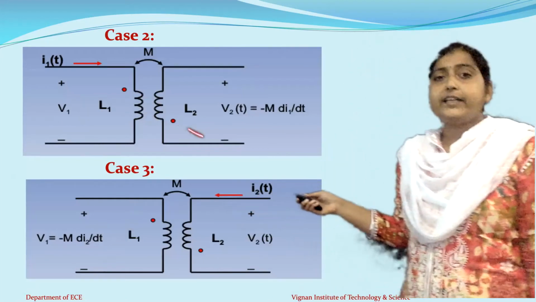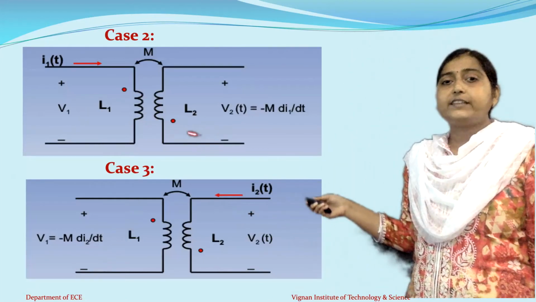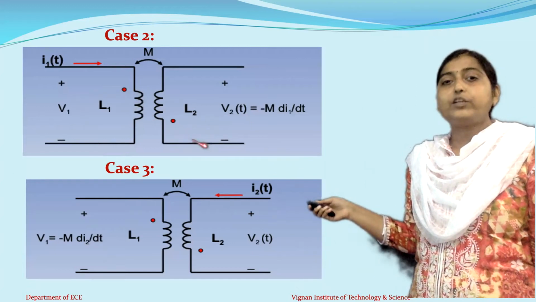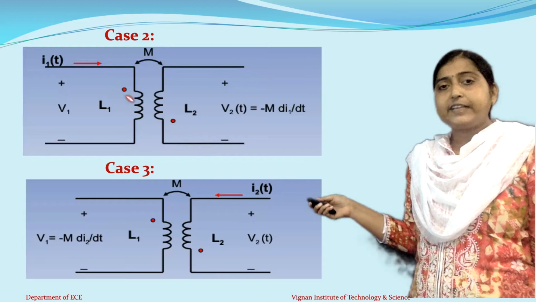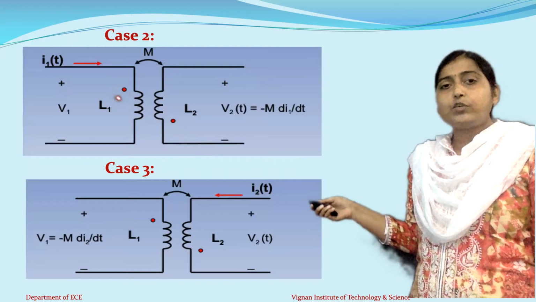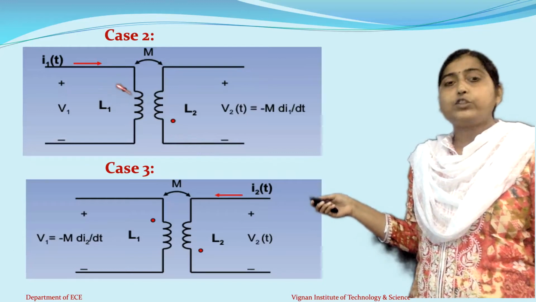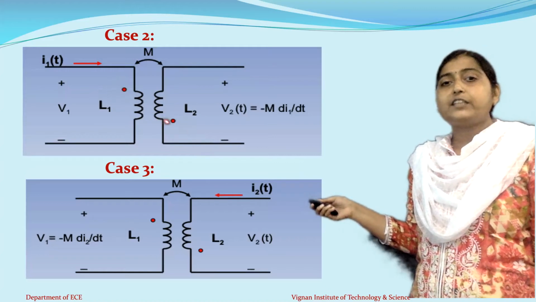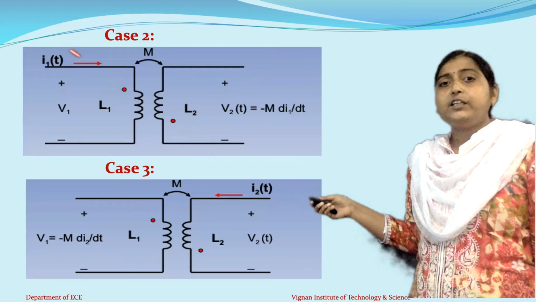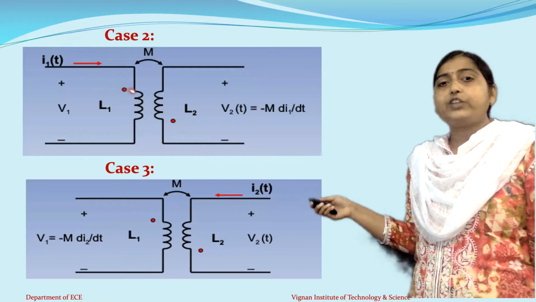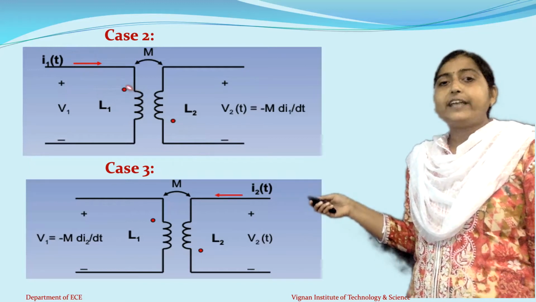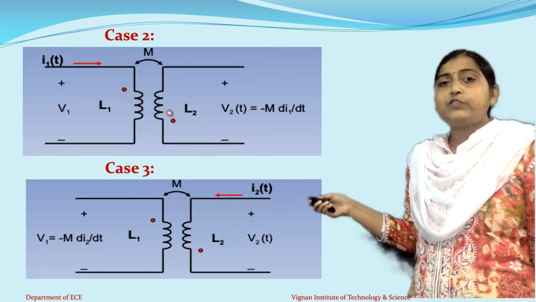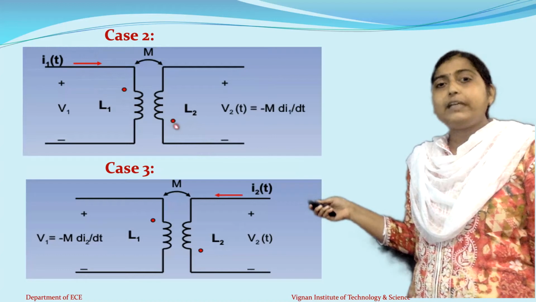Now case 2, again the same circuit we are considering, but the only difference, if you could see, is the placement of the dot here. So in the second case, in the first coil, the dot is placed on the top of L1, whereas the dot for L2 is placed at the bottom. That means, according to the direction of the current, for L1 the current will be entering the dot, whereas for L2 the current will be leaving the dot.